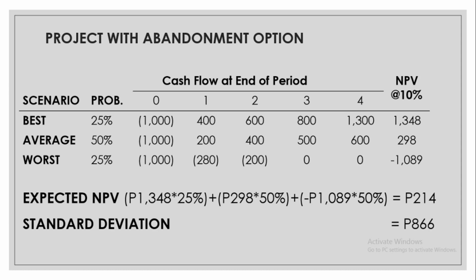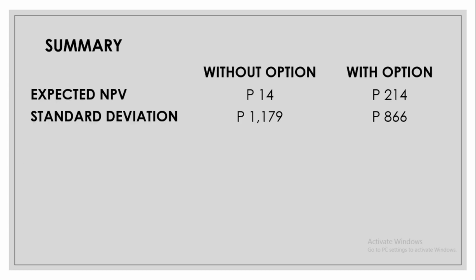So to get the expected NPV, we take 1,348 times 25%, 298 times 50% probability, and negative 1,089 times 25%. So we have 214 as the expected NPV. Our standard deviation, based on the calculator and using your Excel, would be 866.